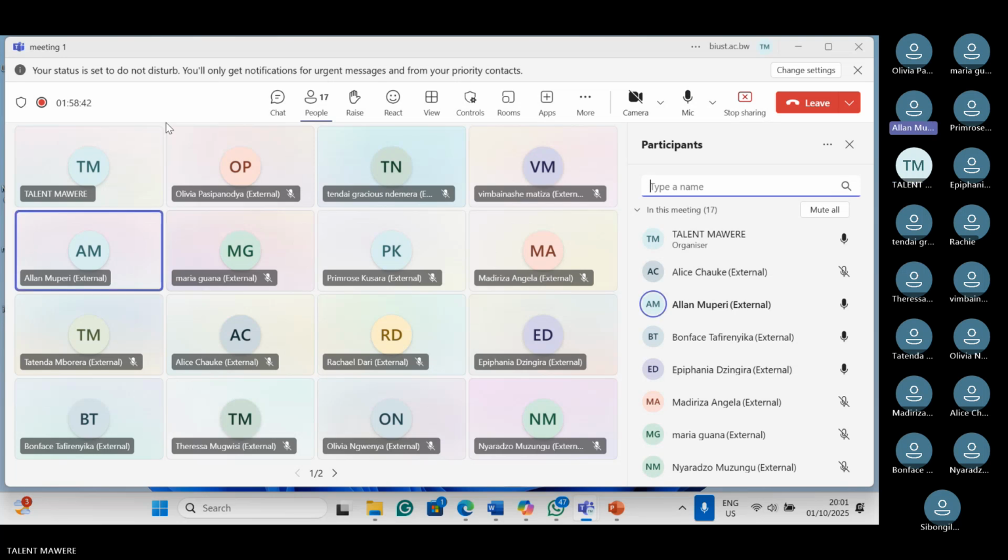You're using which device? You are presenting using your laptop. Yes, I'm using a laptop. Okay.